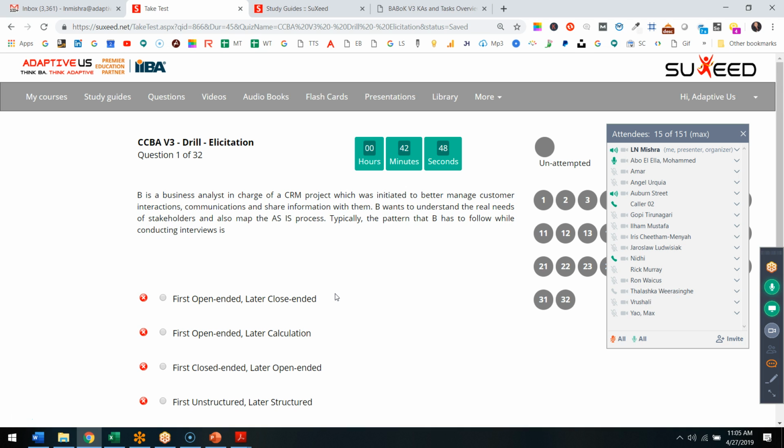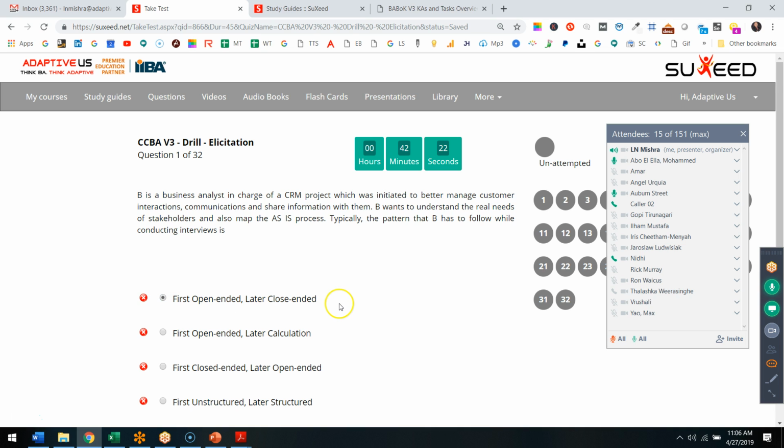Right, okay. The terms structured and unstructured are for an interview. In a structured interview, you have set up questions which you ask. In an unstructured interview, you don't have set up questions. You basically build your questions on the fly. That's the difference between structured and unstructured interview.